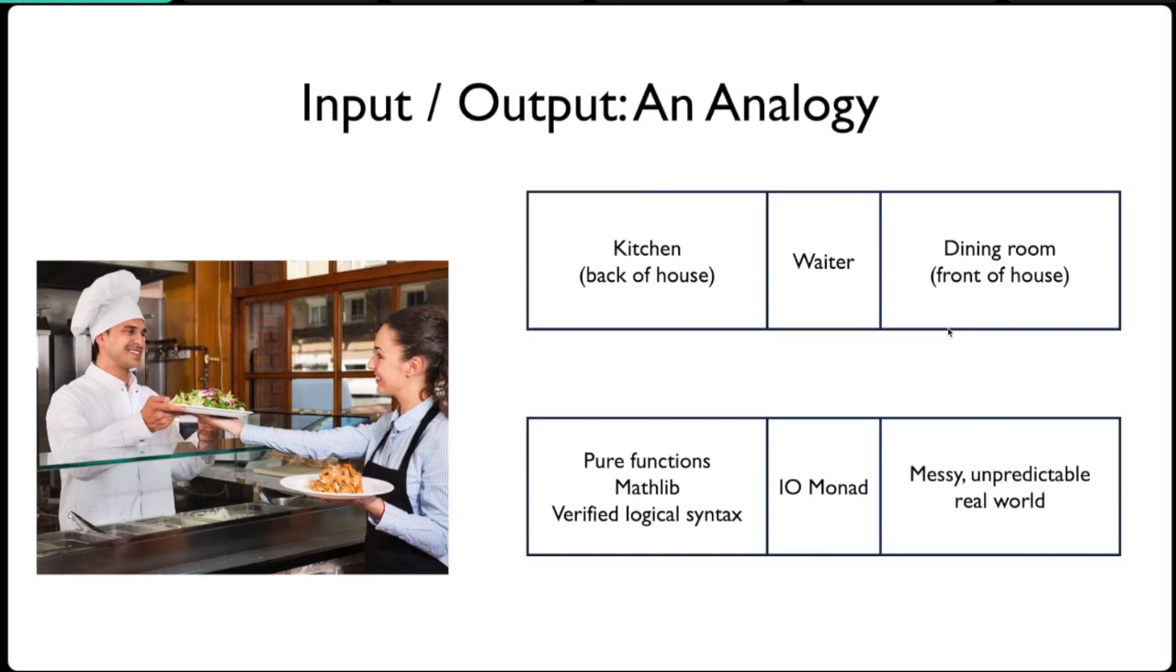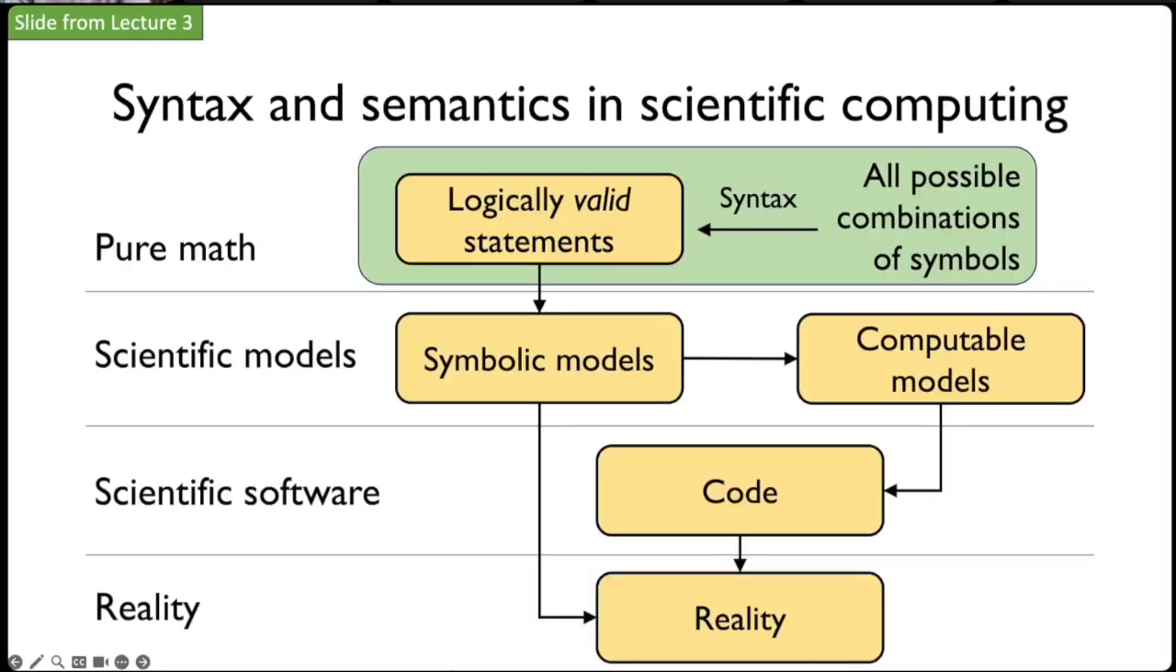Because out in the real world is messy, unpredictable. In the realm of mathematics, we have pure functions. We have Mathlib. All this stuff we know is confidently true about mathematics. We have the verified logical syntax. I have a list and I'm doing a summation over the elements of the list and I know it's going to terminate. Lean has a guarantee that no matter what list I give it, it will actually terminate in the end.